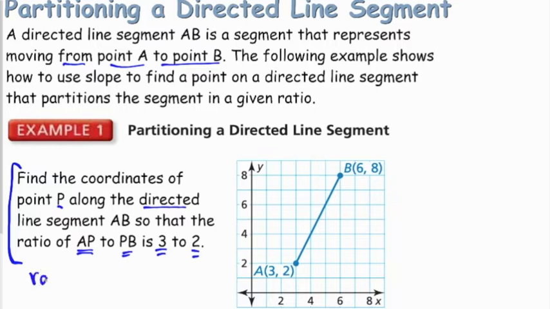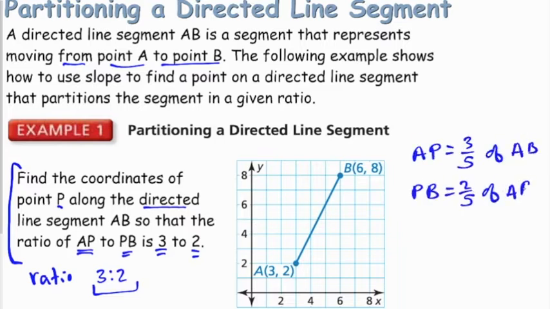A ratio of 3-to-2 means that there are 5 equal parts of the line segment, and that AP will be 3/5 of the line segment, and PB will be 2/5 of the line segment. So it's not a midpoint, it's going to make one part a little bit bigger than the other, but now we want to calculate this. So we're going to use these points to calculate slope.